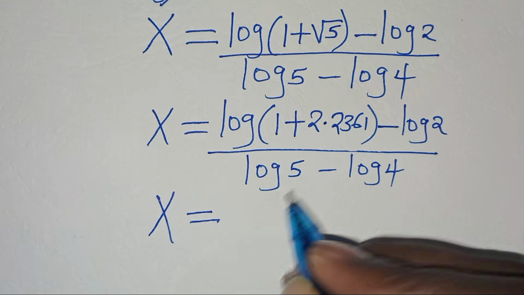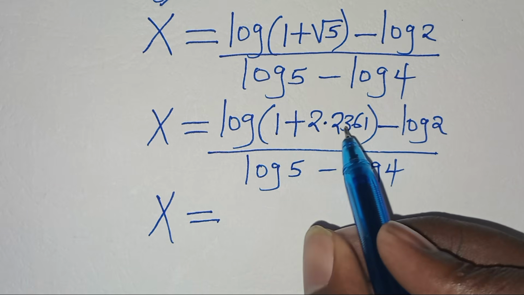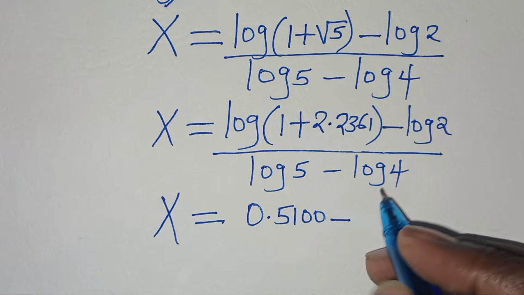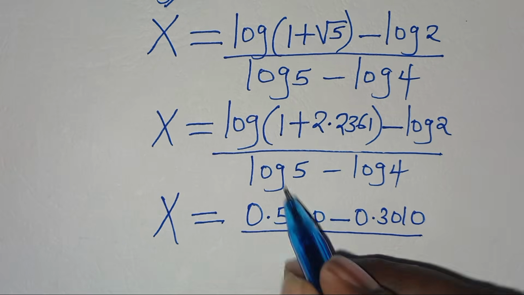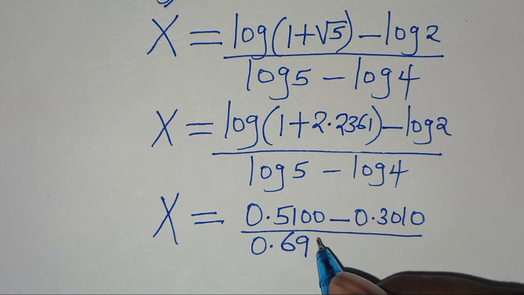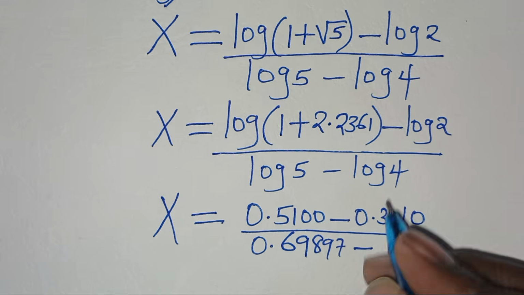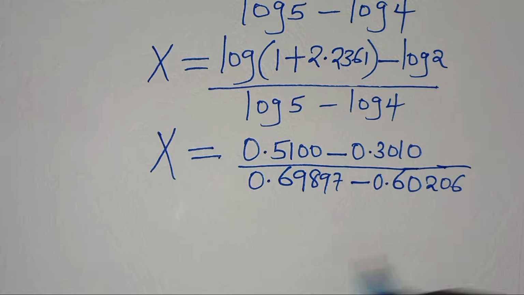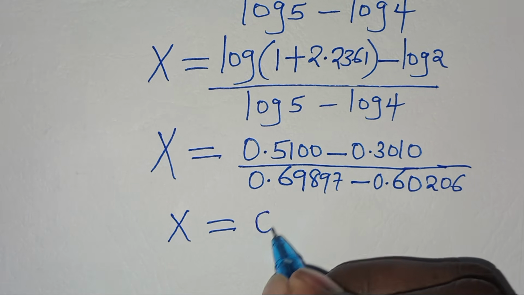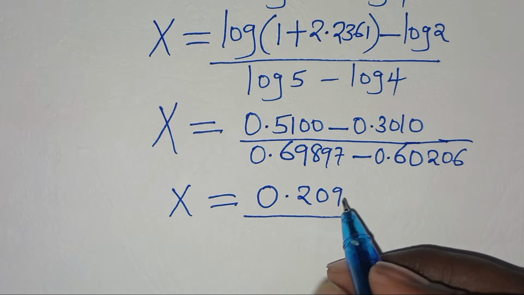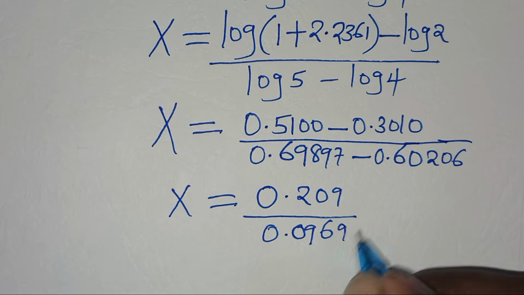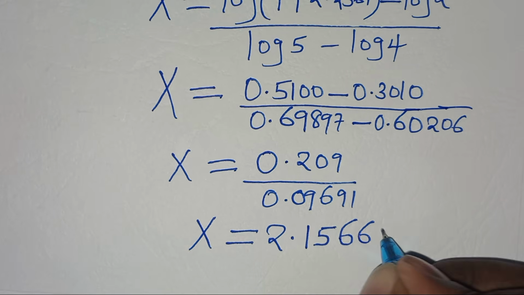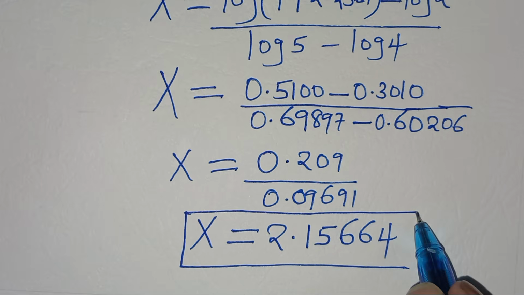So we have x is equal to log 3.2361, which is the same thing as 0.5100, minus log 2, which is 0.3010, divided by log 5, which is 0.69897, minus log 4, which is 0.60206. So now if we subtract in the numerator, we have 0.209 divided by 0.09691, and this gives us the value of x equal to 2.15664. So this is the value of x.